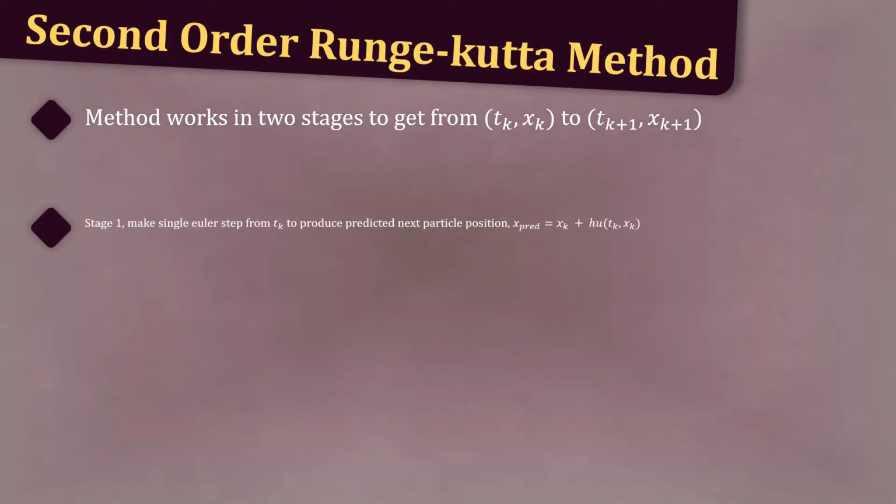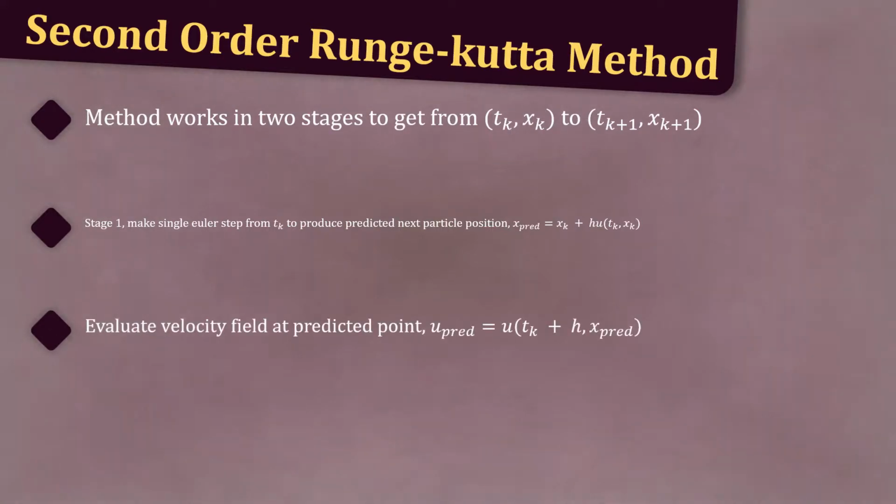For stage 1, we make a single Euler step from tk to produce a predicted next particle position, xpred equals xk plus h u of tk, xk. We evaluate the velocity field at the predicted point, upred equals u of tk+1, xpred.